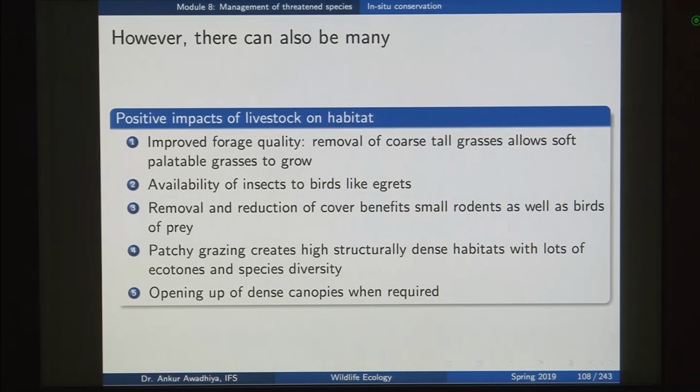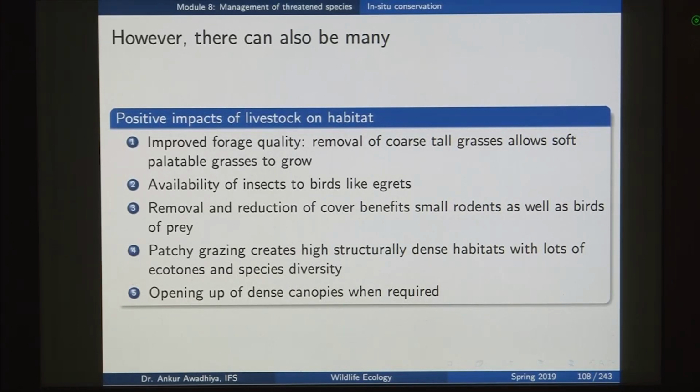Also, removal and reduction of cover benefits small rodents as well as birds of prey. If you have fewer shrubs in an area, birds such as eagles or hawks will be able to spot mice and rabbits in that area, and that will benefit these birds.